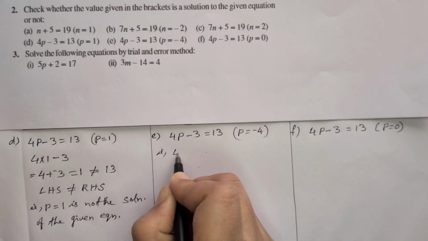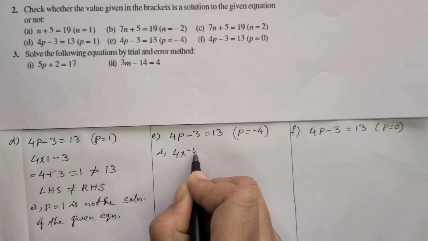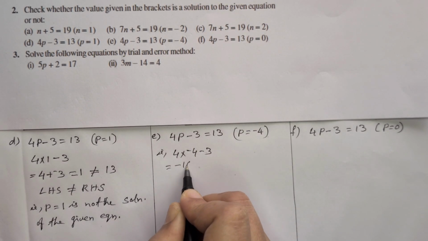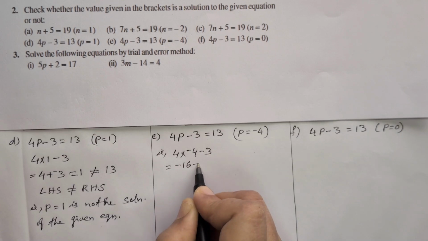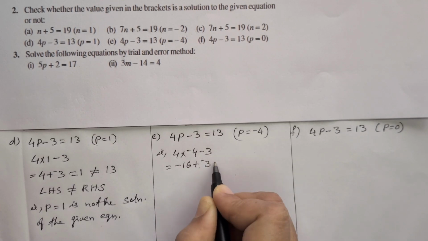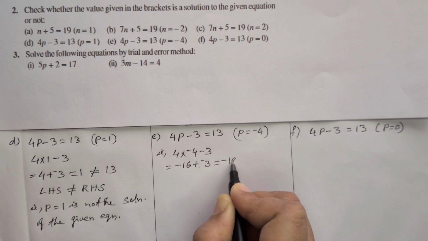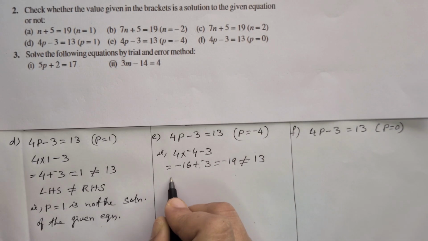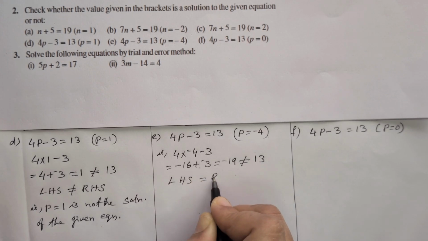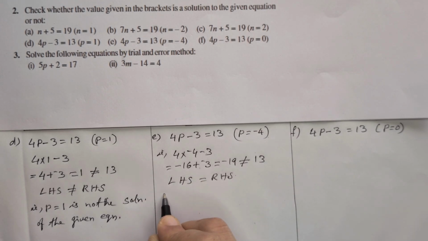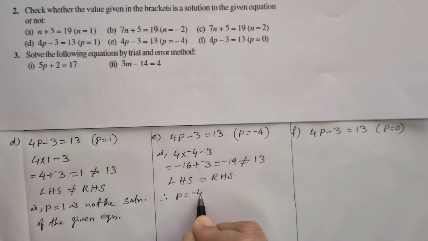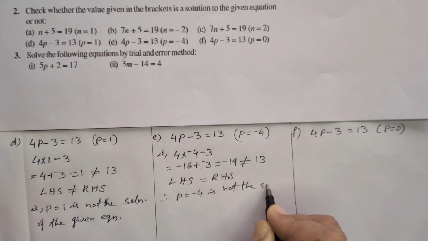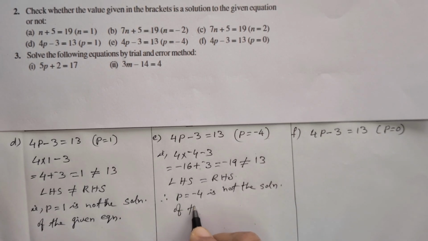Here, 4 into the value of p, minus 4, minus 3, which is equal to 4 into minus 4, minus 16, minus 3. Minus 3 means plus of minus 3, which is equal to minus 19. The right side number is 13. These two are not equal. So we can write LHS not equal to RHS. Therefore, p is equal to minus 4 is not the solution of the given equation.